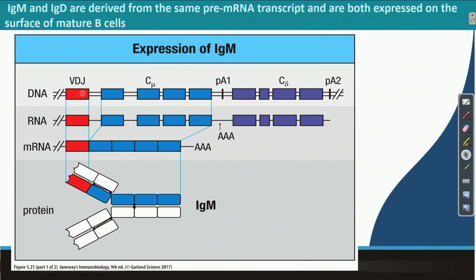So, VDJ is next to the C mu. In the previous slide C mu was only one box, but here it is actually CH1, CH2, CH3 and CH4. There are 4 domains in C mu, and the region in between is a hinge region. But here there is no hinge, because in IgM there is no hinge. So, this is C mu, and there is a PA1.